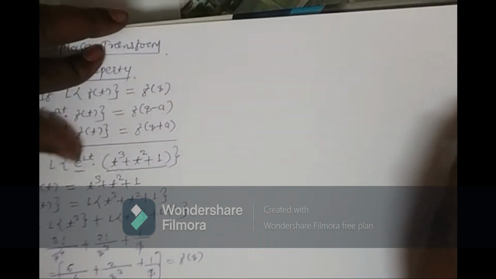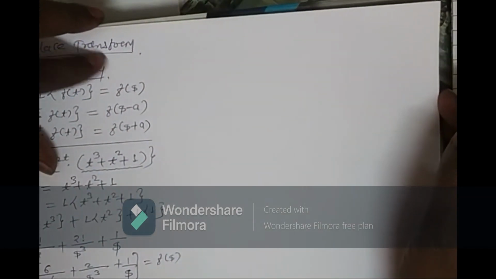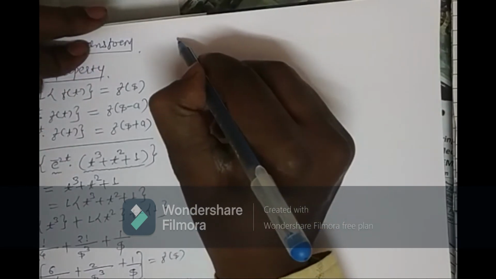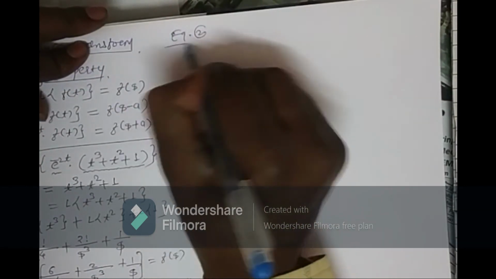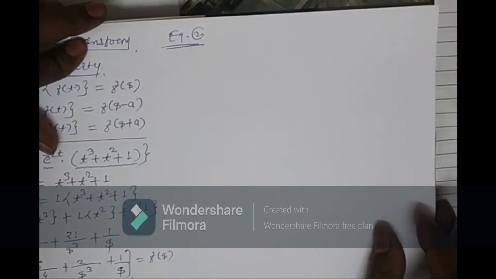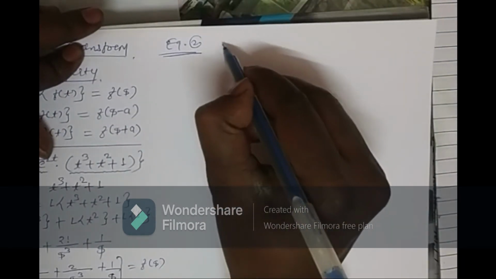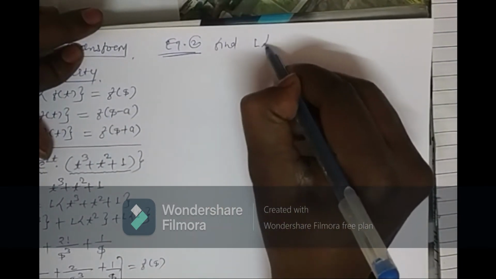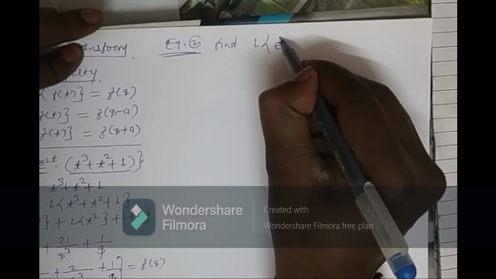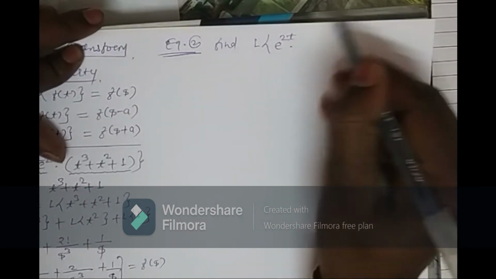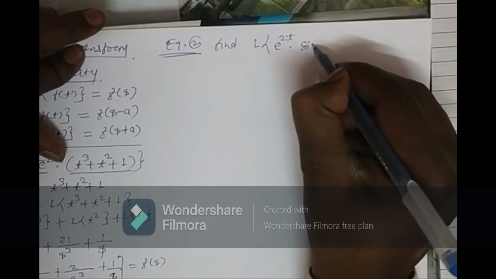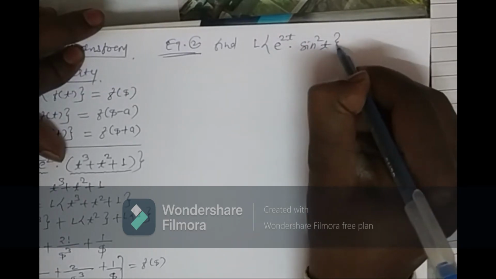Now let us take another example for clearing your doubts. Let us consider example number 2. Find Laplace transform of e raised to 2t into sin square t. Okay. Now how to simplify this?